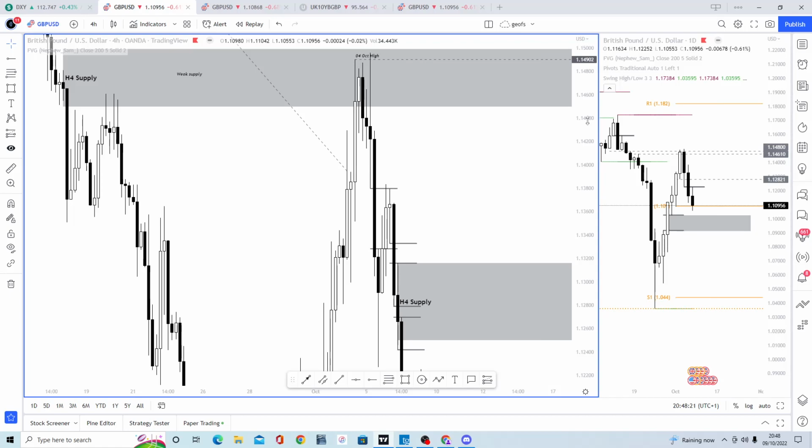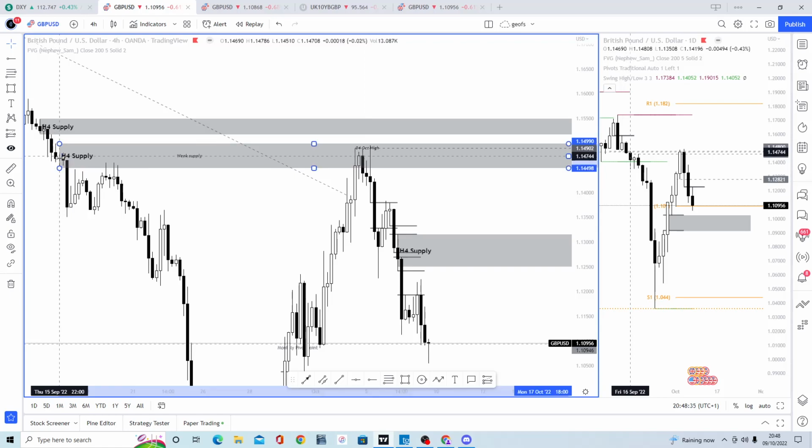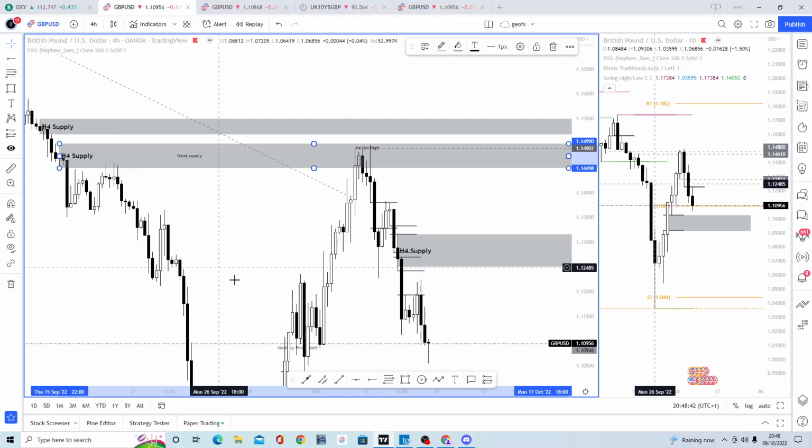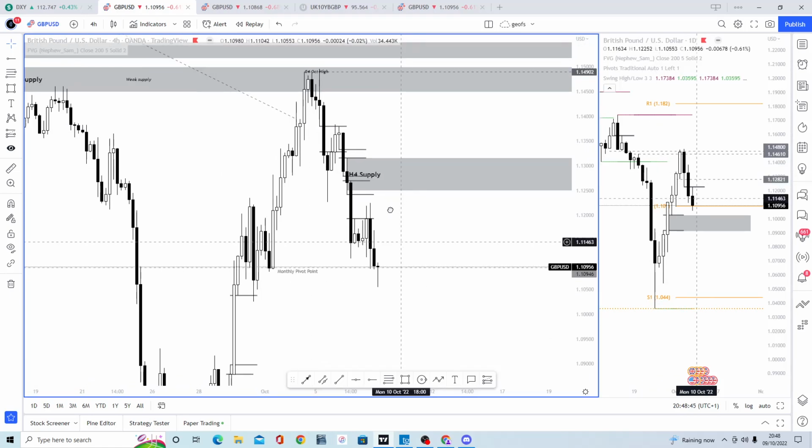No, this one was first thing in the morning. Yeah, I caught it. But yeah, if you have your zone, like you've got nice spacing here. Perfect supply zone, basing, leg out, break of structure, test to make sure it's actually a supply zone. That is a beautiful trade, and that's just using pure supply and demand.